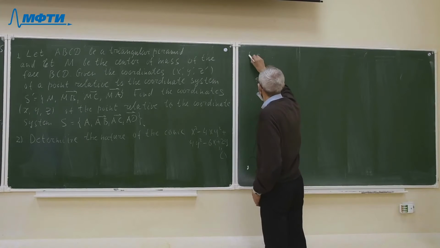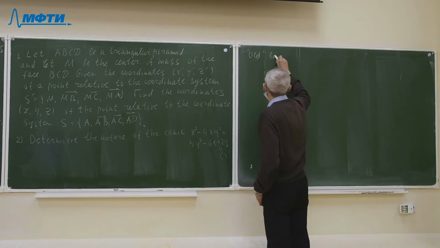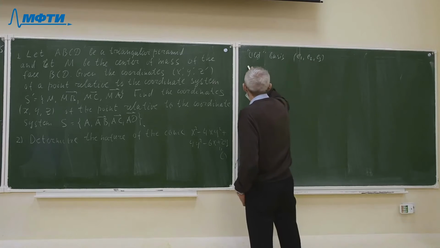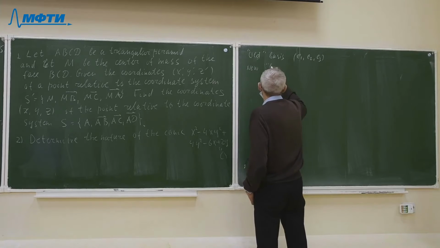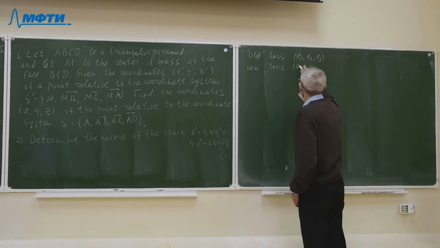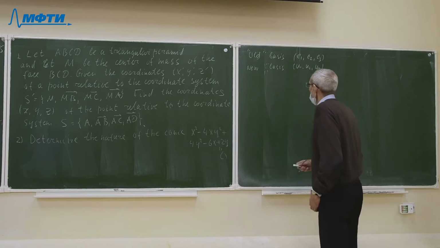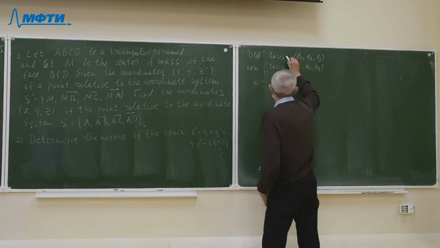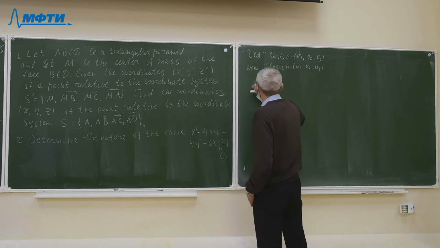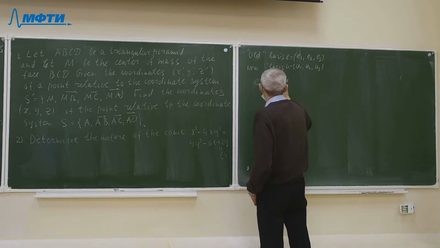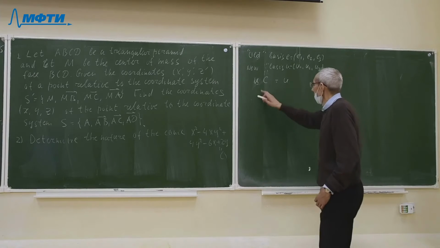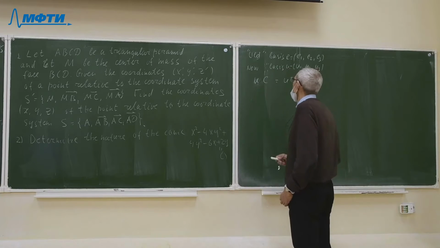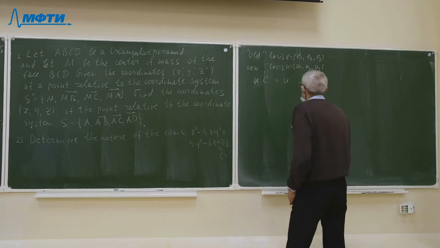the old basis E1, E2, E3, and the new basis U1, U2, U3, and we have some matrix C which expresses the new basis in terms of the old basis in the following form. We multiply the row U by this matrix C.